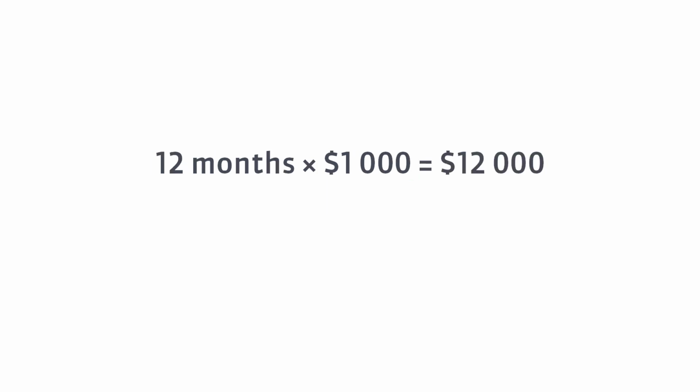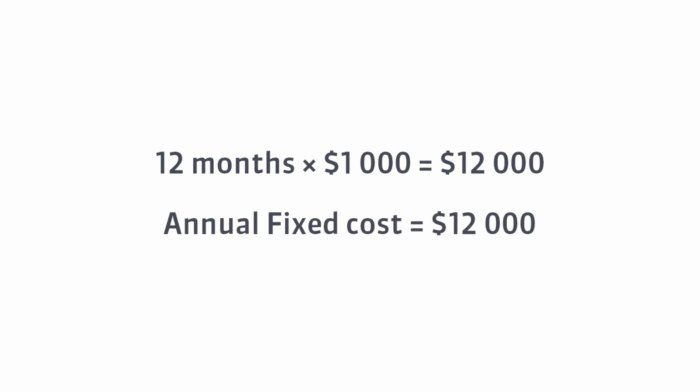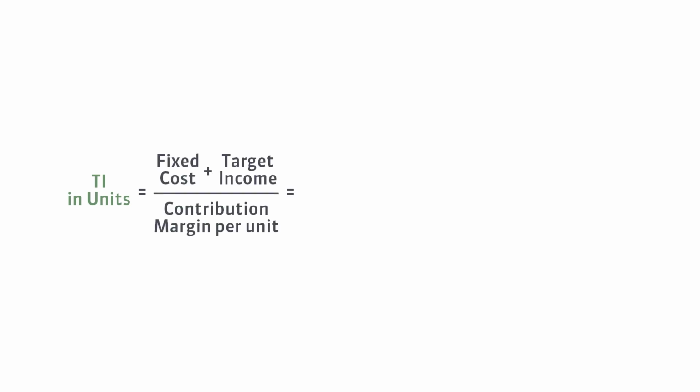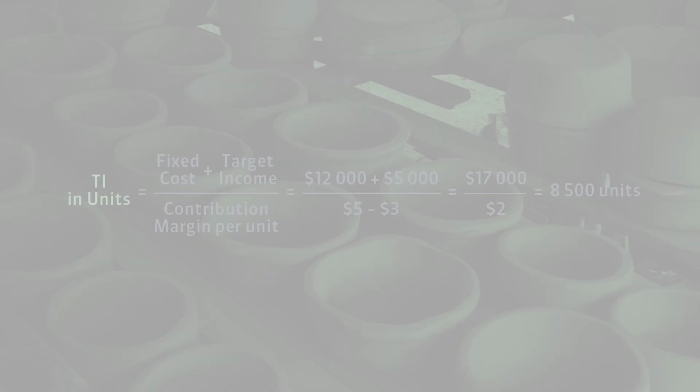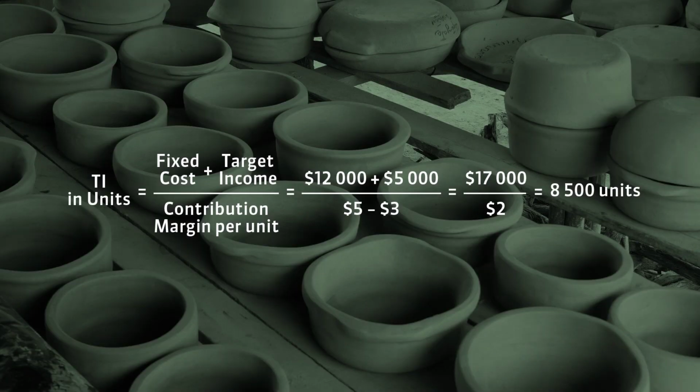For this reason, we need to establish the annual value of the fixed cost. To do this, let's multiply our monthly fixed cost by the number of months in the year. Now we know the value of fixed cost per year. Let's put the data into the formula. As you can see, the company has to sell 8,500 pots to reach an annual operating income of $5,000.